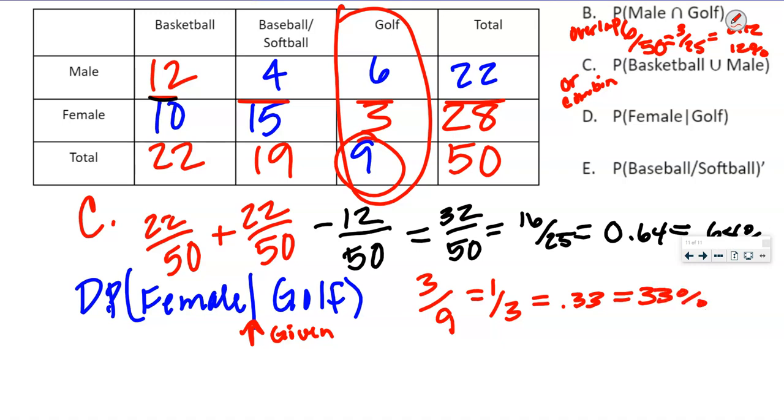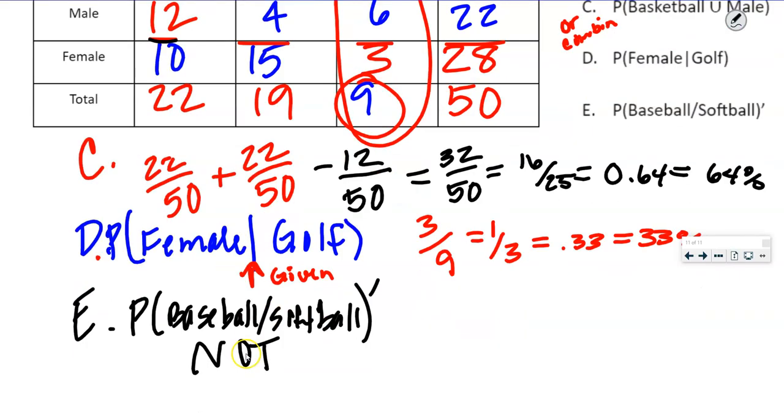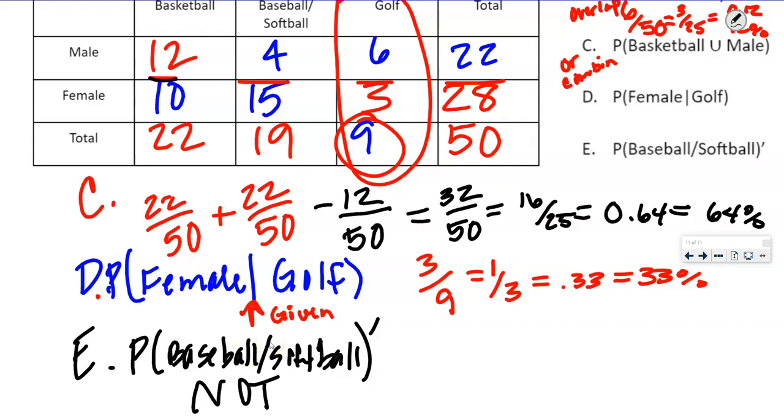Okay. Last one says baseball or softball, not. Remember. Okay, so that was D. So we're going to do this one different color. So this is E. So this one says probability of baseball slash softball. That means not, right, y'all? Not. Sorry about that. Not. Okay? So I'm just going to see if I can clean this up real quick. So we can use the same drawing to the best of my ability.